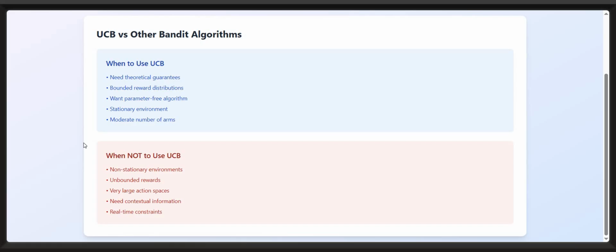That's the big picture. UCB gives us a way to make decisions under uncertainty using a simple rule that balances what we have seen so far with what we have not explored enough.